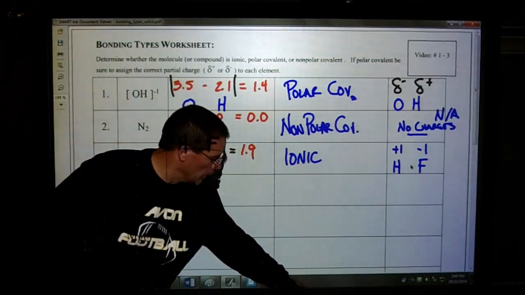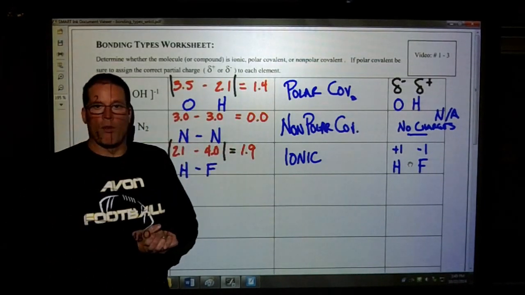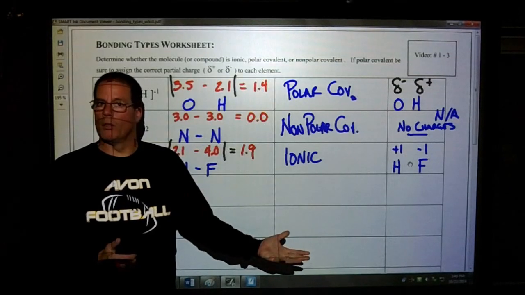All right. We're going to need to be able to do this type of skill for our next topic, which deals with drawing Lewis dot structures.